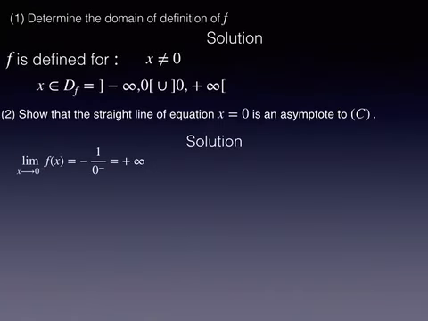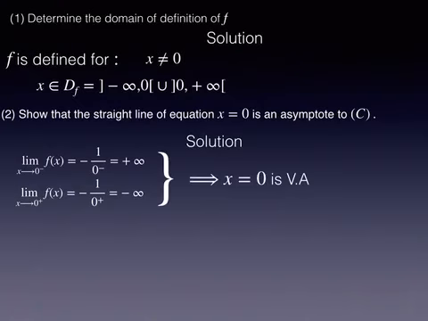So first of all, the limit at 0 minus, we replace x by 0 minus in the expression of f. Then we will have minus 1 over 0 minus, so minus over minus is plus, a number over 0 is infinity, so the answer is plus infinity. Similarly, the limit at 0 plus is minus 1 over 0 plus, which is minus infinity, and then we can deduce that the line of equation x equals 0 is a vertical asymptote.